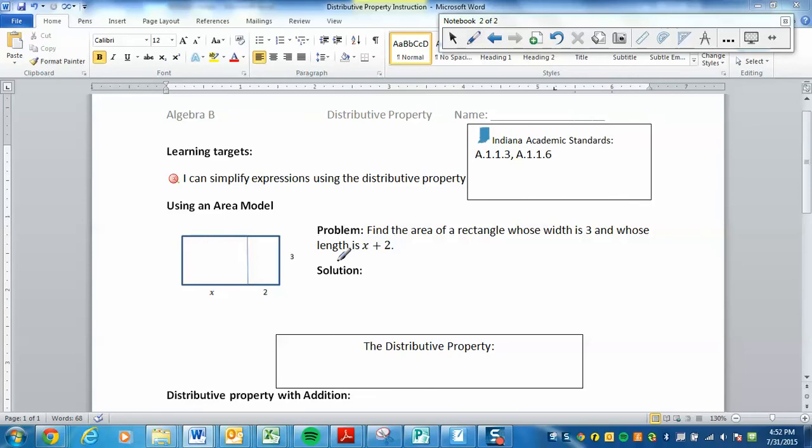Okay, so today's lesson is on the distributive property. The first way I'm going to show you the distributive property is with an area model. This is how it was first conceived. Okay, so we have a rectangle that was divided up into two separate rectangles. And as we know, the area of a rectangle is equal to length times width.